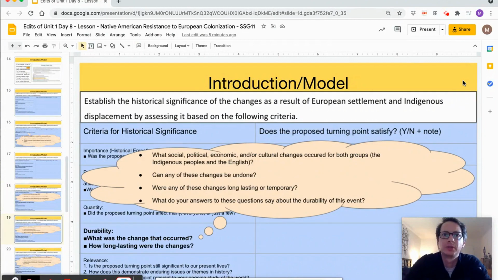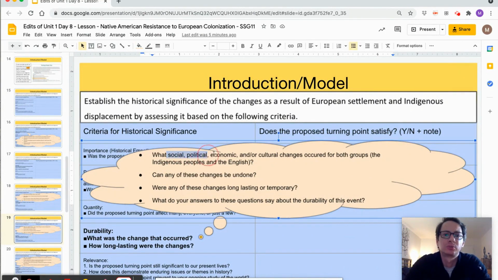Fourth up is Durability, where you will actually look for the changes that affected the indigenous people and English settlers, and it may be useful to consider factors such as social, political, economic, and/or cultural ones as you go through this. Also, this is where you will factor in how long-lasting these changes were and whether they were temporary, long-lasting, or even in some cases permanent.